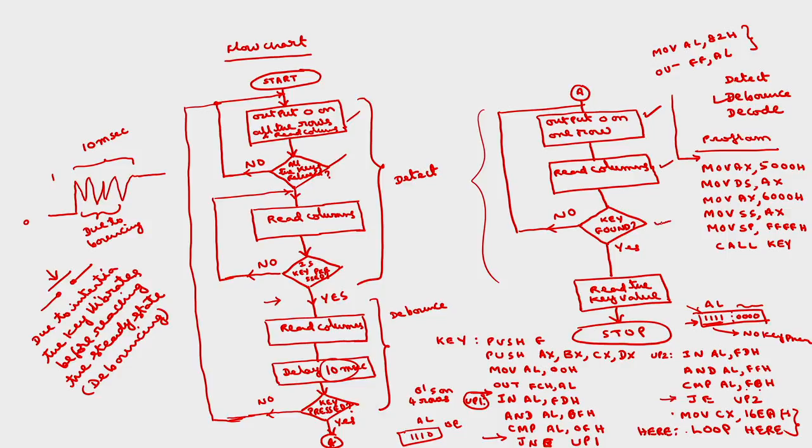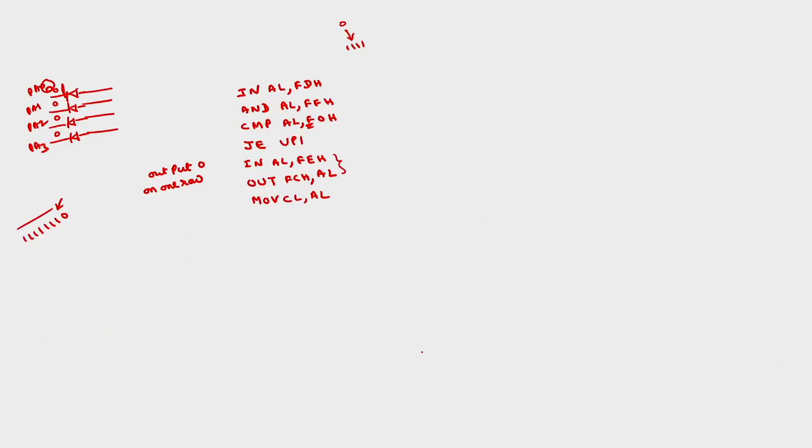After sending a 0 on one row, you have to read the columns. If the key is not found, you have to repeat the same process. What are the instructions to read the columns? The columns are connected to PB4, PB5, PB6, PB7. So to read the columns, IN AL, port B address FDH. Now AL will have the port B value, in which the upper 4 bits will be the 4 columns.